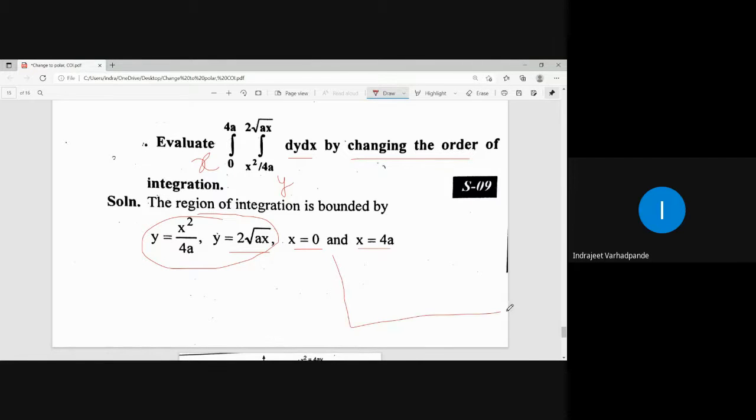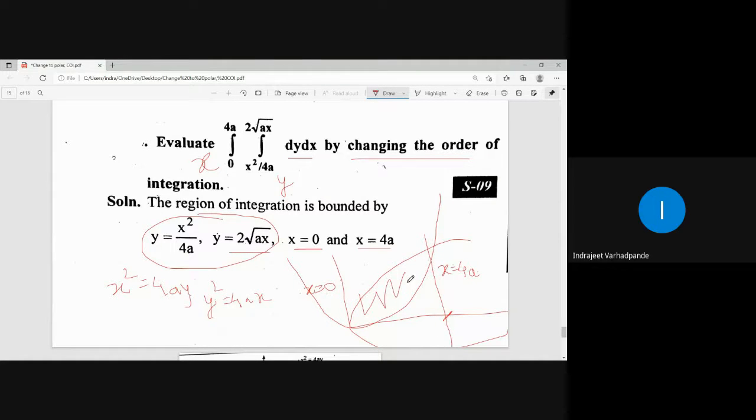X is equal to 0 means y axis. x is equal to 4a is the line which is parallel to y axis and intersecting x axis at point 4a comma 0. Y is equal to x square upon 4a, means x square is equal to 4ay. This is a parabola of this kind which is symmetrical about the y-axis. Clear? Y is equal to 2 under root ax, means y square is equal to 4ax. Y square equal to 4ax is a parabola of this kind. So accordingly, I will be drawing the region.